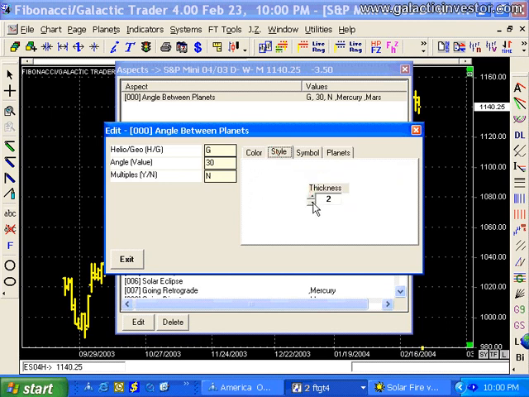We then click on planets and we're going to edit and uncheck Mars and check on Jupiter, and I've changed the thickness of the bar. You can create it any way you want. And for angle, we're going to type in 120.